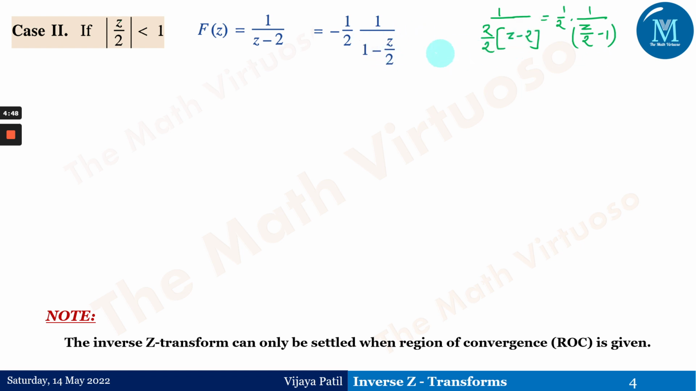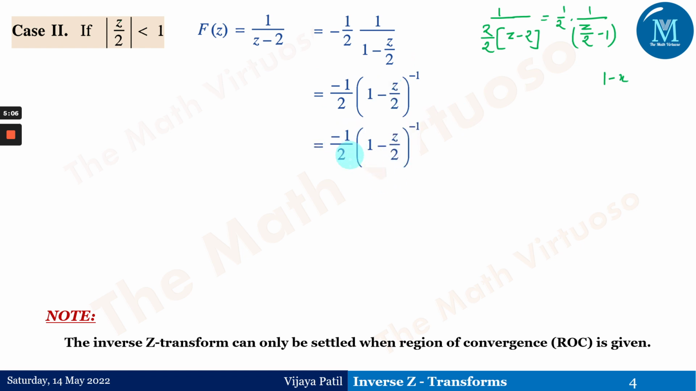But again, because we need it here always 1 minus x, that's the reason we have taken the minus sign outside. So we have written minus 1 by 2 into 1 upon 1 minus z by 2. This is nothing but, in the same way as what we have done here, we have taken that in the numerator.